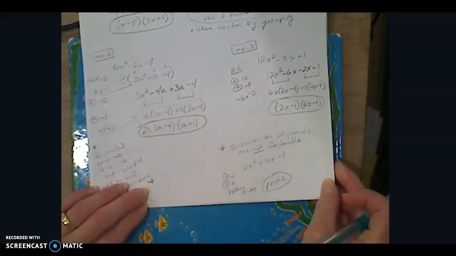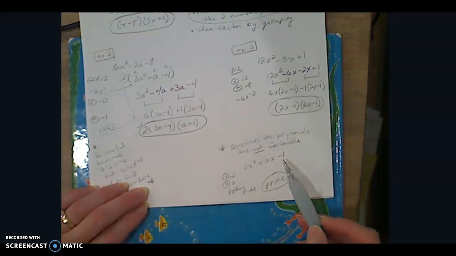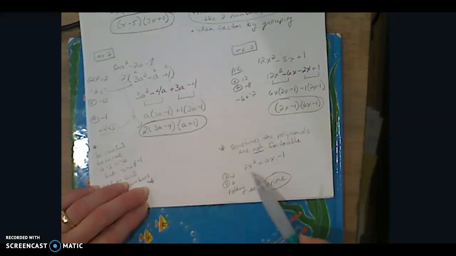I put another little note down here. Sometimes when you see polynomials, they're not factorable at all. So this is why you have methods, because you go through the different methods. So if you look at this polynomial here, there's no GCF, okay? It's a trinomial, and the leading coefficient is not 1, so really the only method I could try is my AC method.